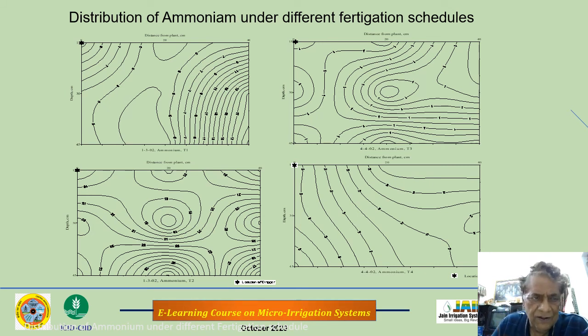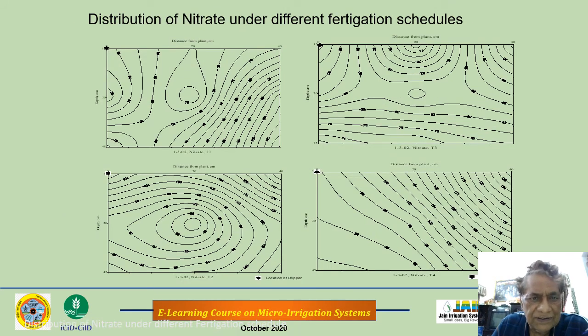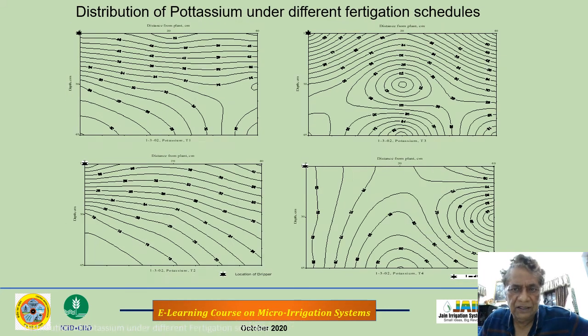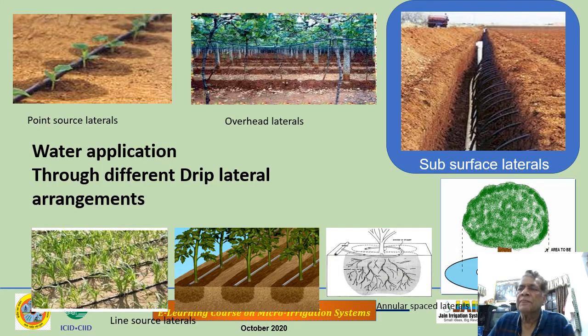Let's say the dripper is placed here, then you can see the distribution of different N, P and K. It's not very clear in this particular photograph. Maybe you'll see it in the next. I think we'll find much better figures, much better slides later.